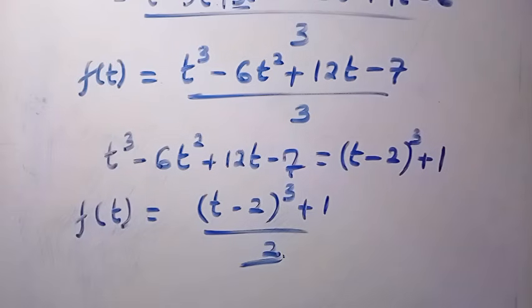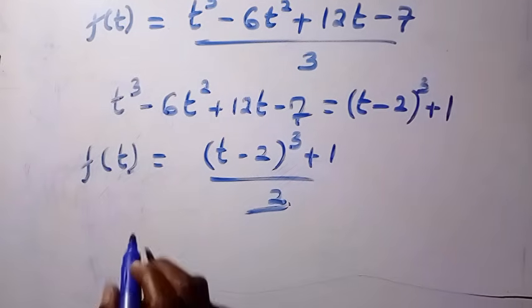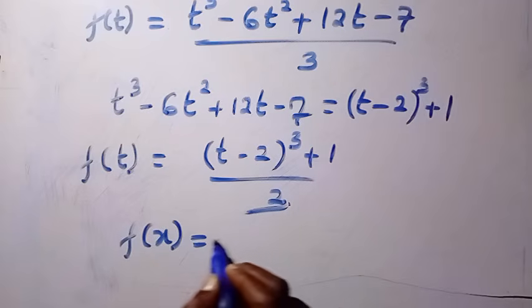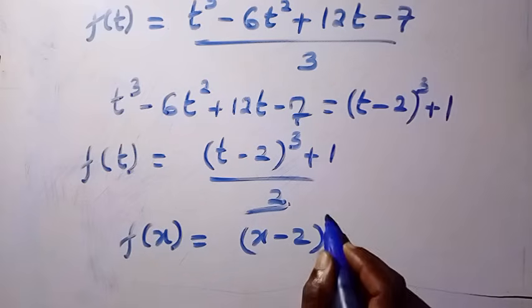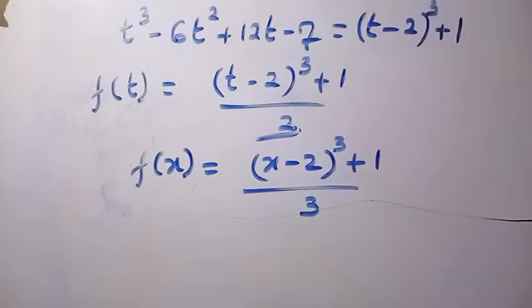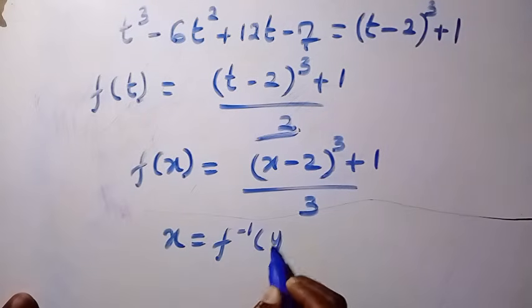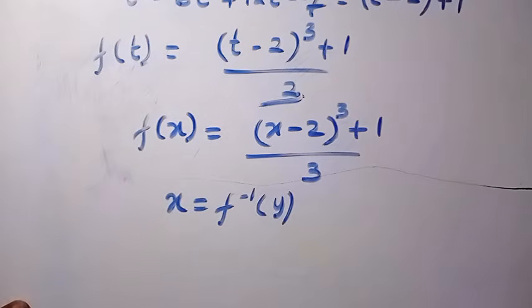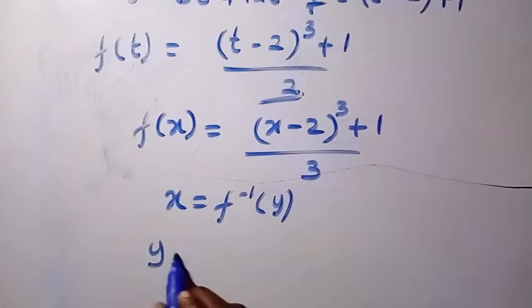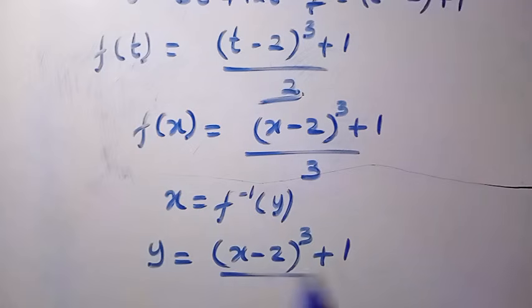So I can try to replace this with x, or I can leave it in this form. Changing this to f of x, this becomes x minus 2 raised to power 3 plus 1, divided by 3. So we have found f of x. Let's try to find the inverse of this. So we have to substitute. Suppose I let x equals f inverse of y. So this shows that y equals x minus 2 raised to the power 3 plus 1, all divided by 3.